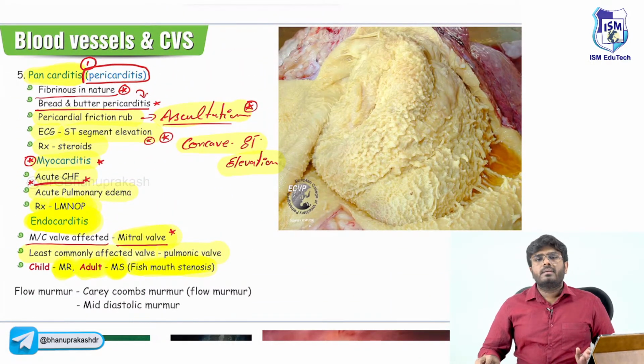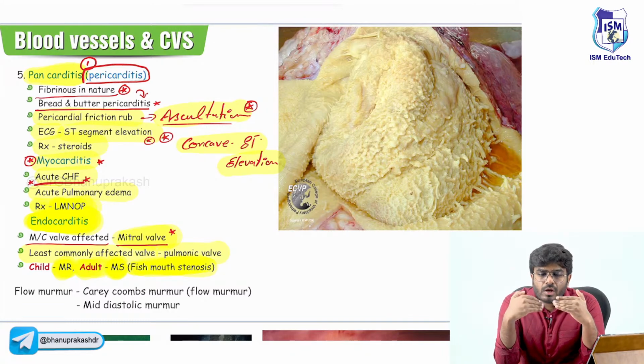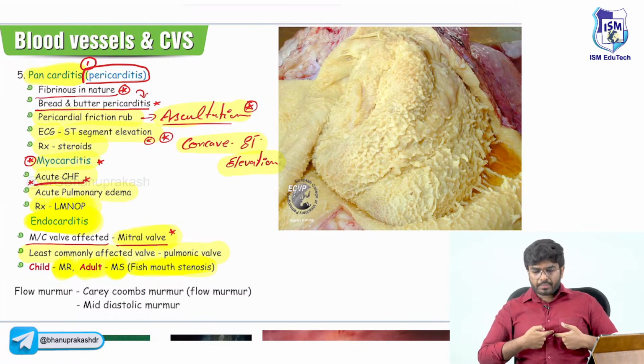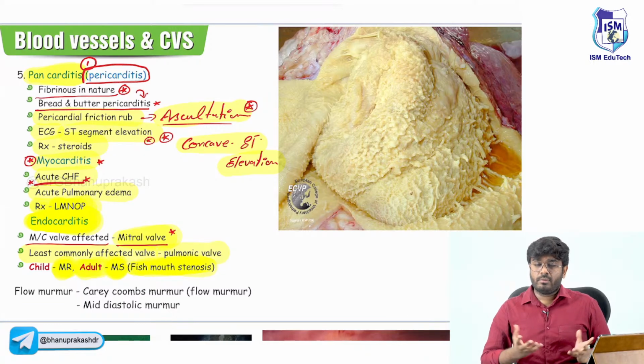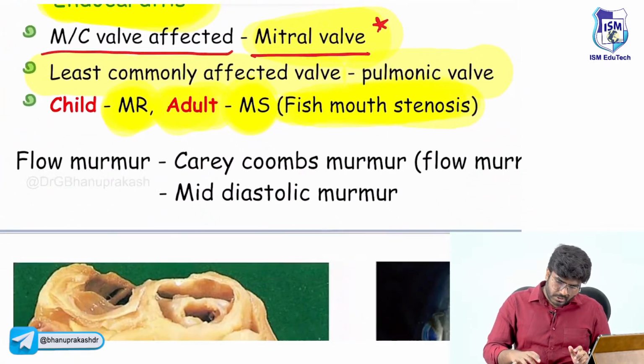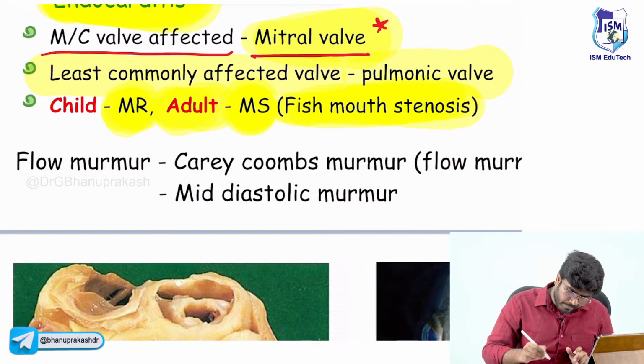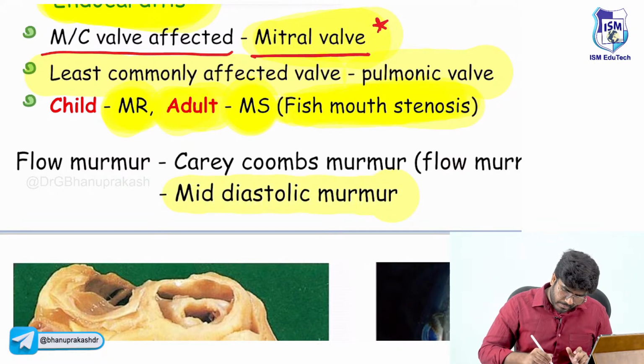Now next, what else? Because the valves are getting affected, endocarditis, mitral regurgitation. Whenever there is mitral regurgitation, the blood is going from the left ventricle into the left atria. Will there be abnormal sound or not? Yes, sir, definitely there will be abnormal sound. So there is going to be a mid-diastolic murmur, sir.